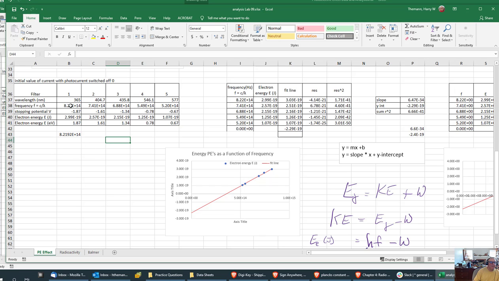And then we can get frequency by using 3 times 10 to the 8th meters per second. And we just have to remember that, though being in nanometers, we have to convert it to meters with this 1 times 10 to the minus 9. So now we have frequencies for each of the wavelengths. And then the other data was the stopping potential.